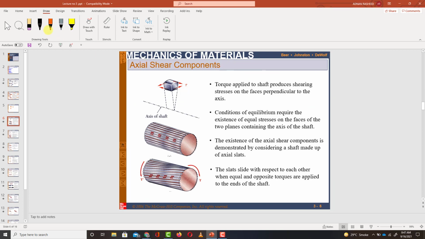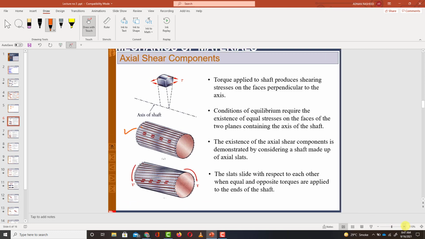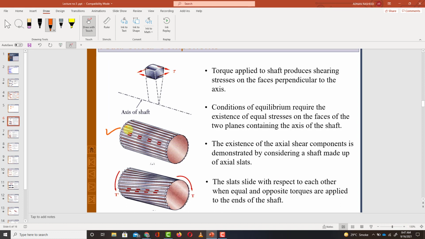Now, axial shear component. You can see that there is a shaft, and this shaft is marked with axial slits. If I zoom in, these are the slits, and there are red marks available on this shaft.